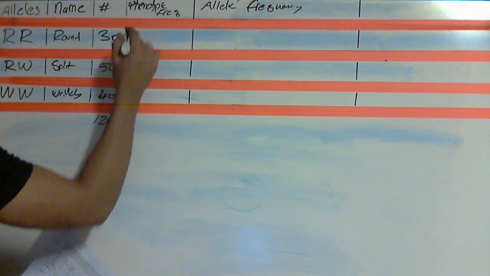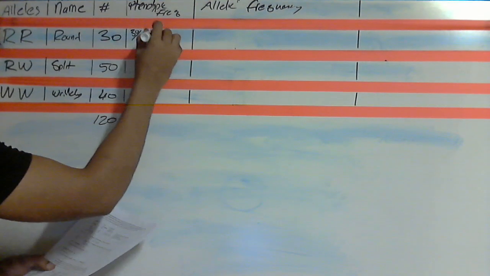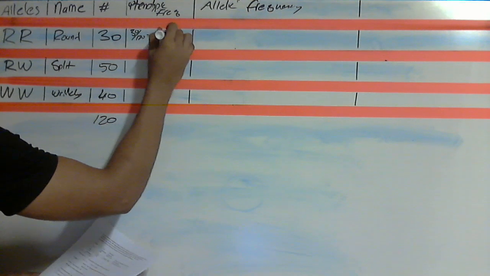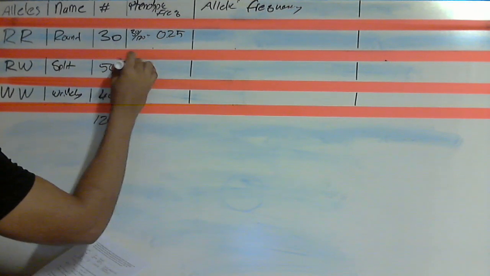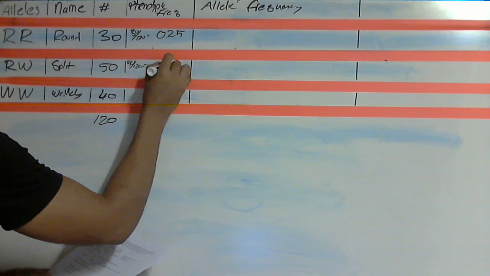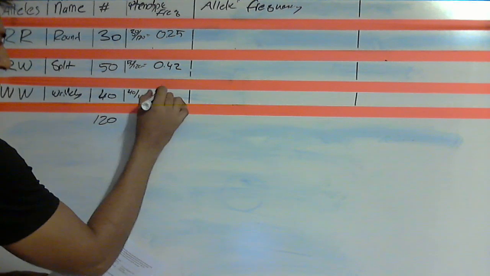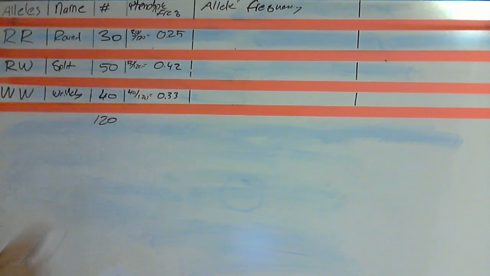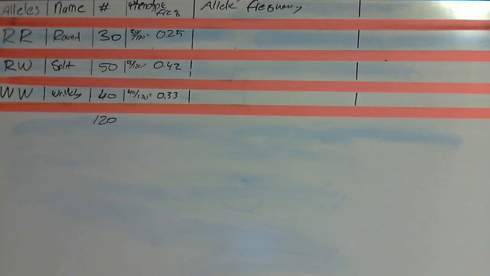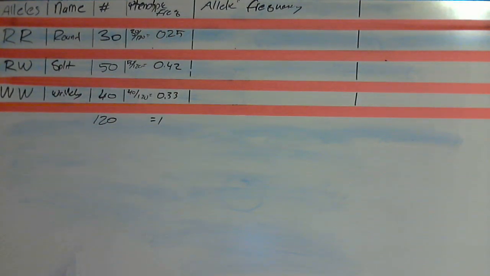Let's find our phenotypic frequency. 30 divided by 120, that's going to be 0.25. 50 divided by 120, that's going to be 0.42. 40 divided by 120, that's going to be 0.33. Okay? And if we add all 3 together, we should get 1. Perfect. Okay, so we know the phenotypic frequency.